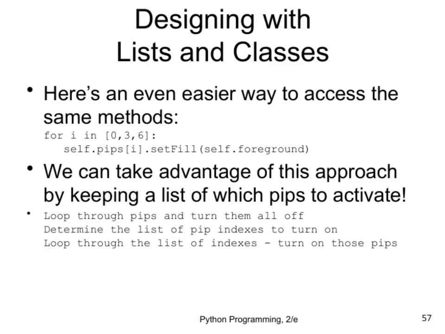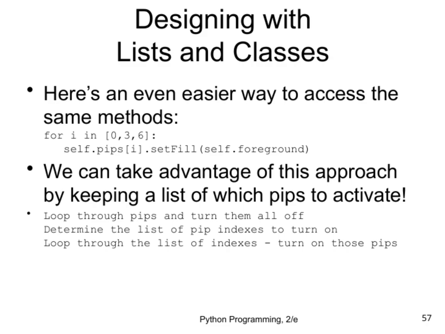Now, here's an even easier way to access those same methods. Instead of writing out each individual call, we can use a loop. For example, for i in brackets with 0, 3, and 6, we can set the fill color of self.pips at those indexes to the foreground color. This approach really streamlines our code.